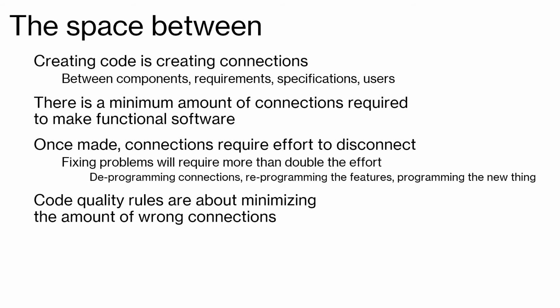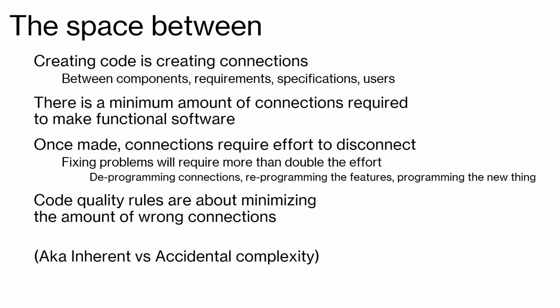Chances are you've heard of this terminology before. Inherent complexity and accidental complexity. That's what code quality is about, minimizing the amount of accidental complexity. And we minimize this amount in order to allow for the inherent complexity that must be there, that we can't get rid of.